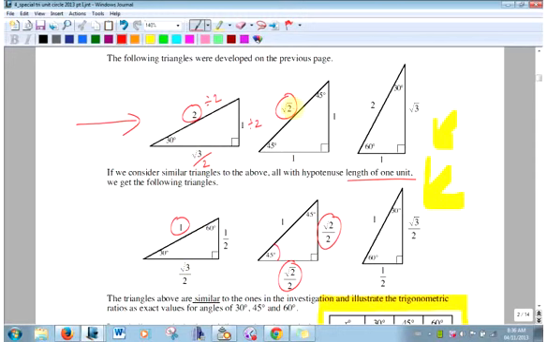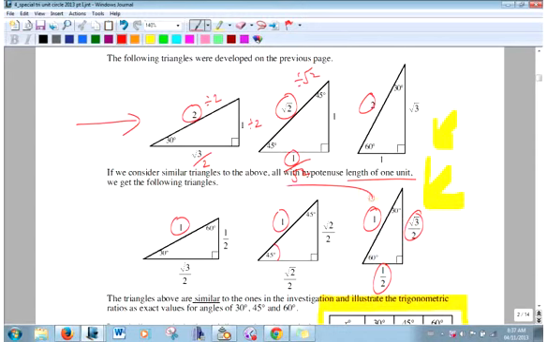Okay? How do I make this thing a 1? Divide it by root 2. Root 2 over root 2 is 1. Okay? 1 over root 2, if we simplify that, rationalize the denominator, that's what we get. Get rid of that, divide it by 1/2, it becomes a 1. So that's 1/2, that's root 3 over 2.